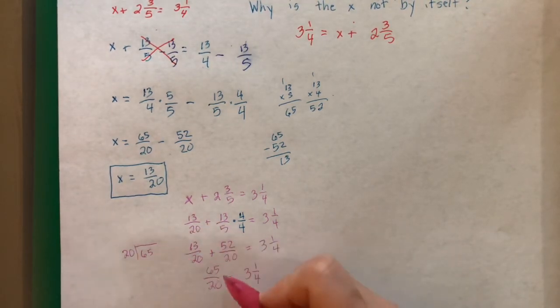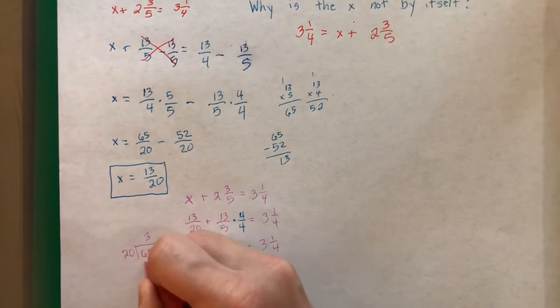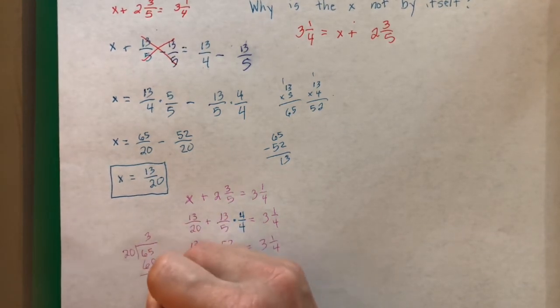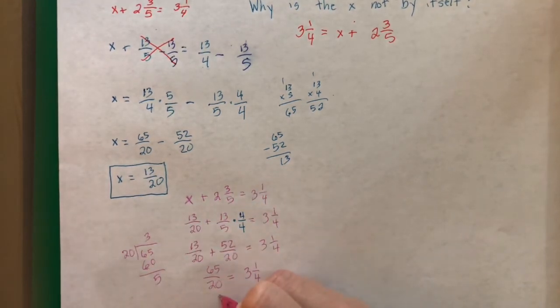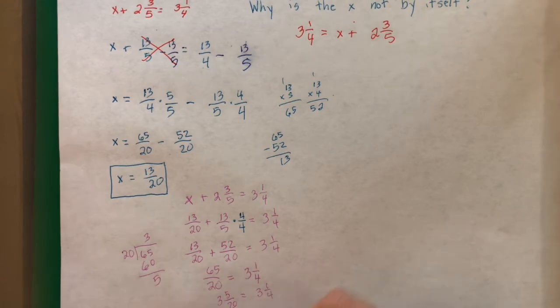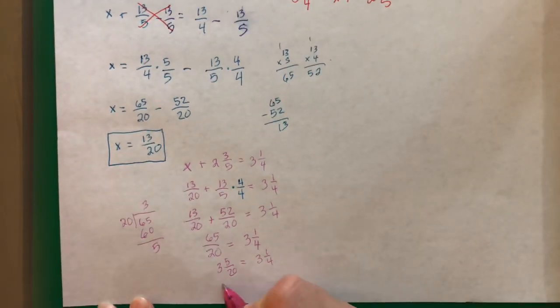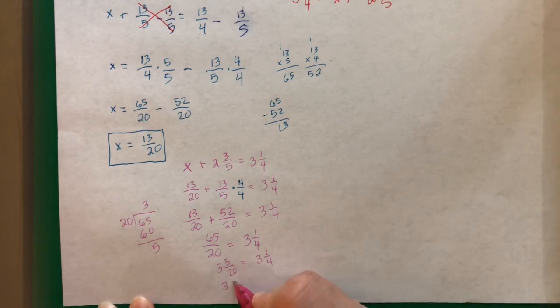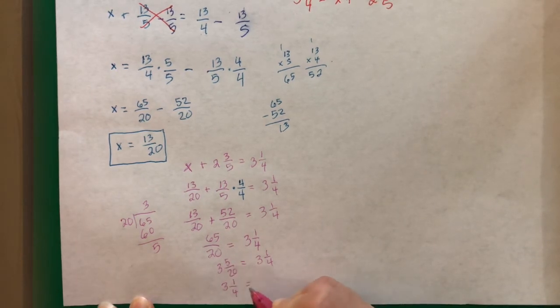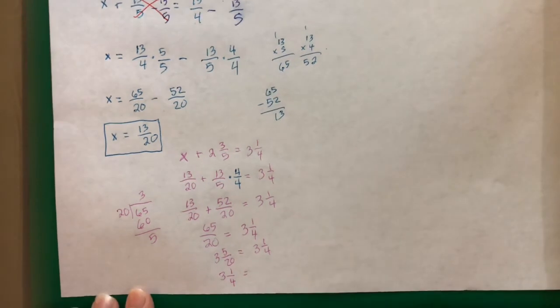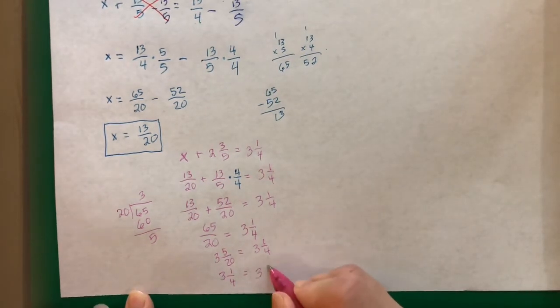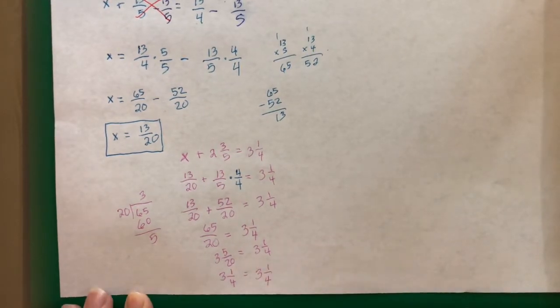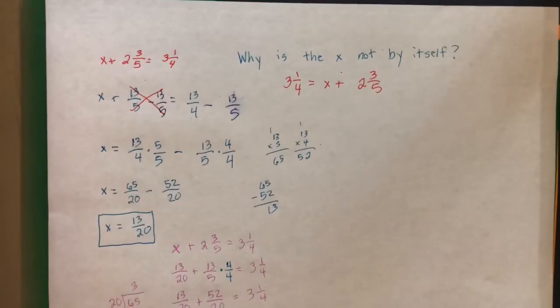65/20, that's 65 divided by 20. It gives me 3, 60 with 5 left over. That's 3 and 5/20, which equals 3 and 1/4. If you reduce that, you'd have 3 and 1/4 equals 3 and 1/4. Okay, so that works just fine.